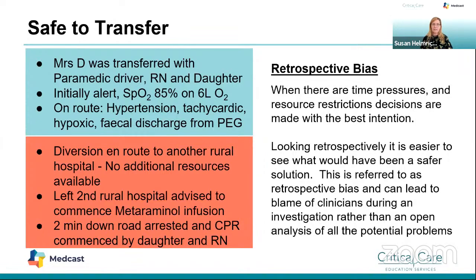And it can lead in investigations to blame being put on clinicians, rather than an open analysis of all potential problems. And it's important that we do look at all of the potential problems that have led to an incident.